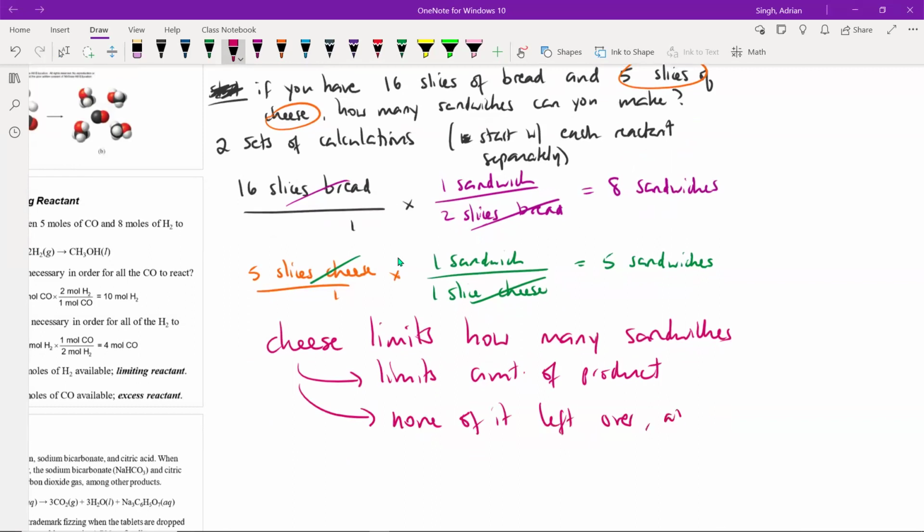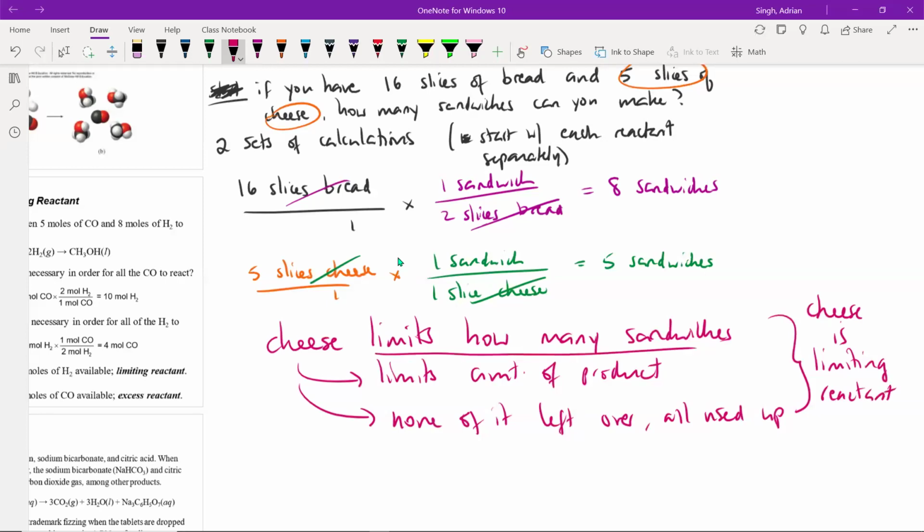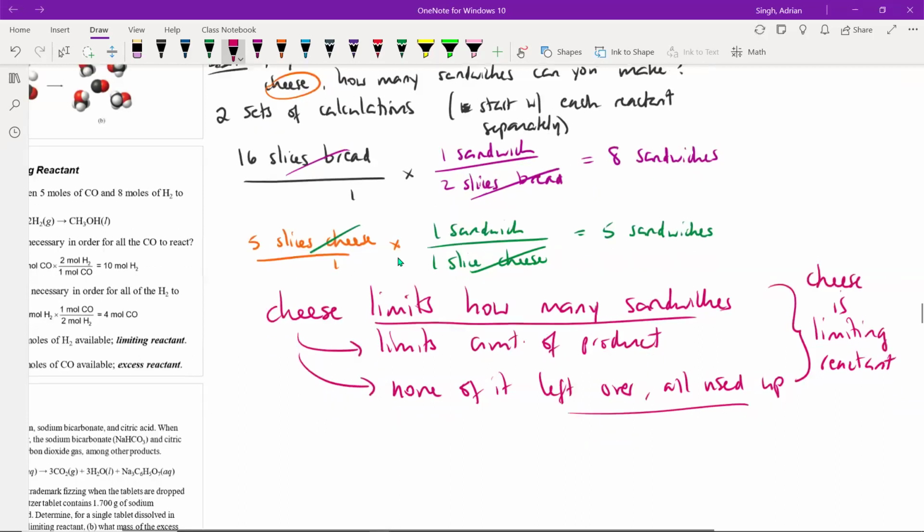Okay, it's all used up. So what we say then in this example is our cheese is the limiting ingredient, but in this case, to use a proper terminology, it's the limiting reactant. Okay, it limits how much product can be produced, and it's completely used up in this reaction.